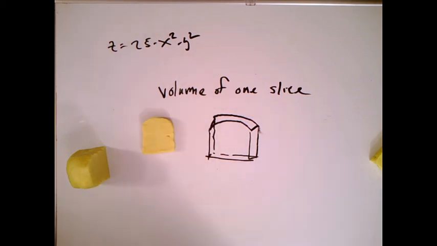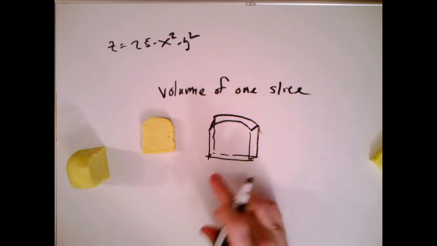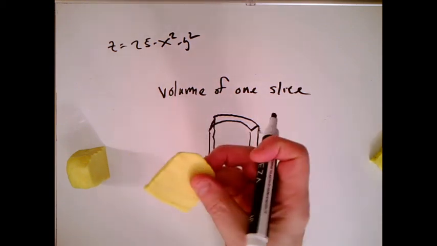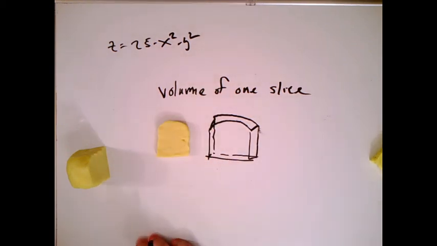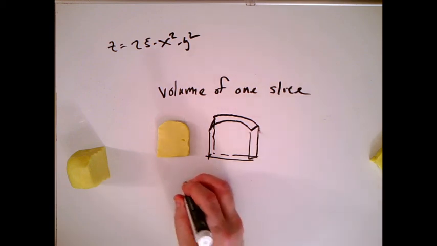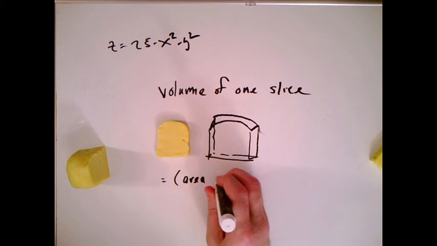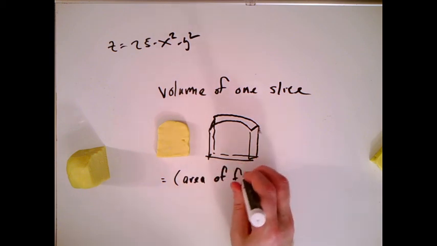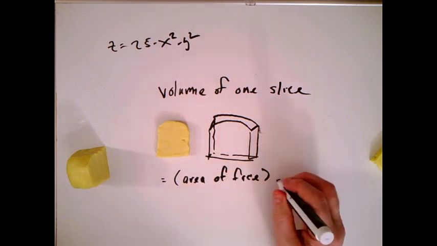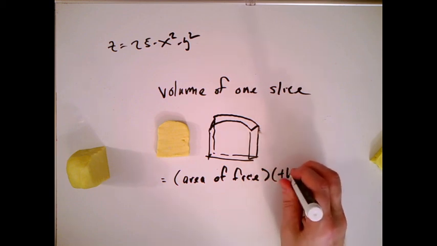Now what am I going to do here? Since the front and the back are almost the same, I can take this and just put it flat down like this. And what I'm going to say is the volume of the slice is just going to be the area of the face times the thickness of the slice.